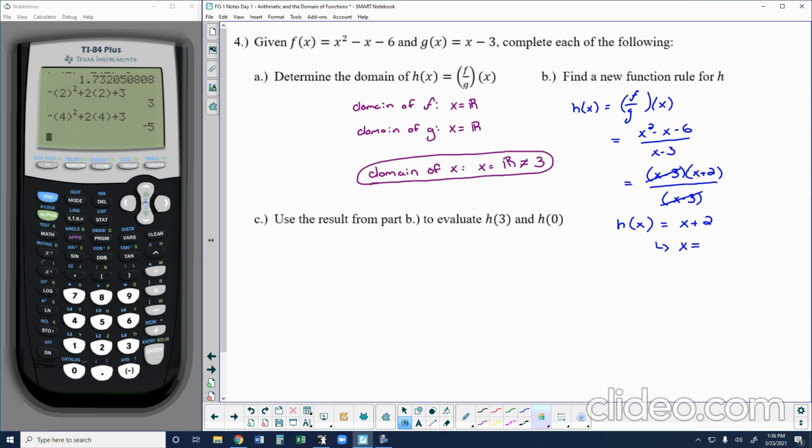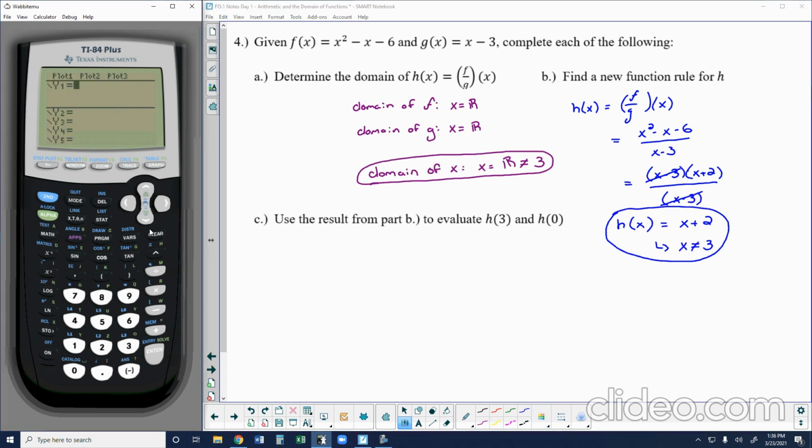So let me go ahead and graph the original function that we wrote here. So let me graph x squared minus x minus 6 divided by x minus 3. What you're going to see is that it's going to look like a line. However, when I go to the table and take a look at x equals positive 3, we see an error there because that would be a hole as part of our line. So there would be no value at x equals 3.